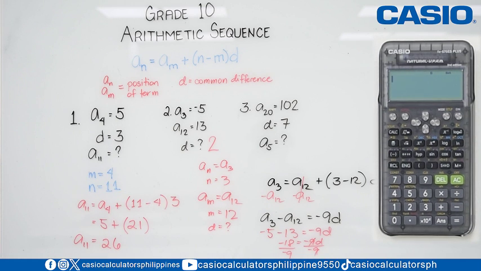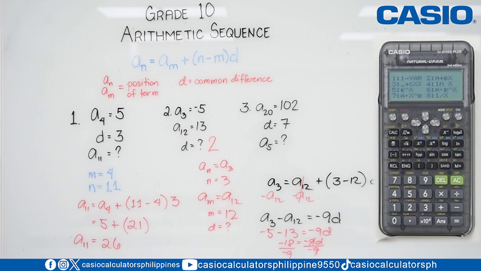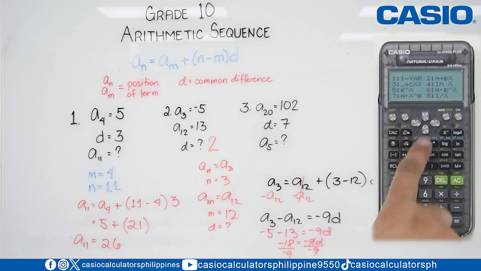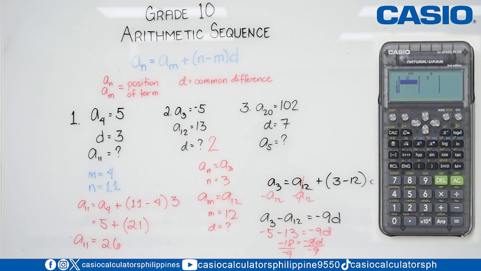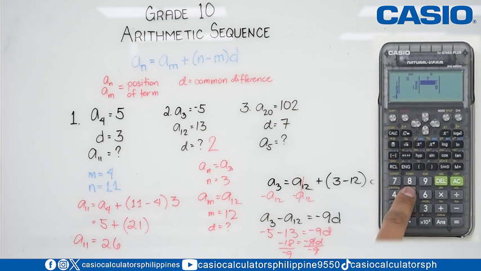Now, in our second problem, we are looking for the common difference d. Okay, so we are given a sub 3 is equal to negative 5 and a sub 12 to be equal to 13. Now, we should access again our stat function in number 3, and then we use the linear function 2, and then we just input the values of x and y, which is the subscript of our a sub 3, which is 3, and then the subscript of a sub 12, which is 12, and their equal values. So, a sub 3 is given by negative 5, and then a sub 12 is equal to 13. Just press it there, and you have your values.